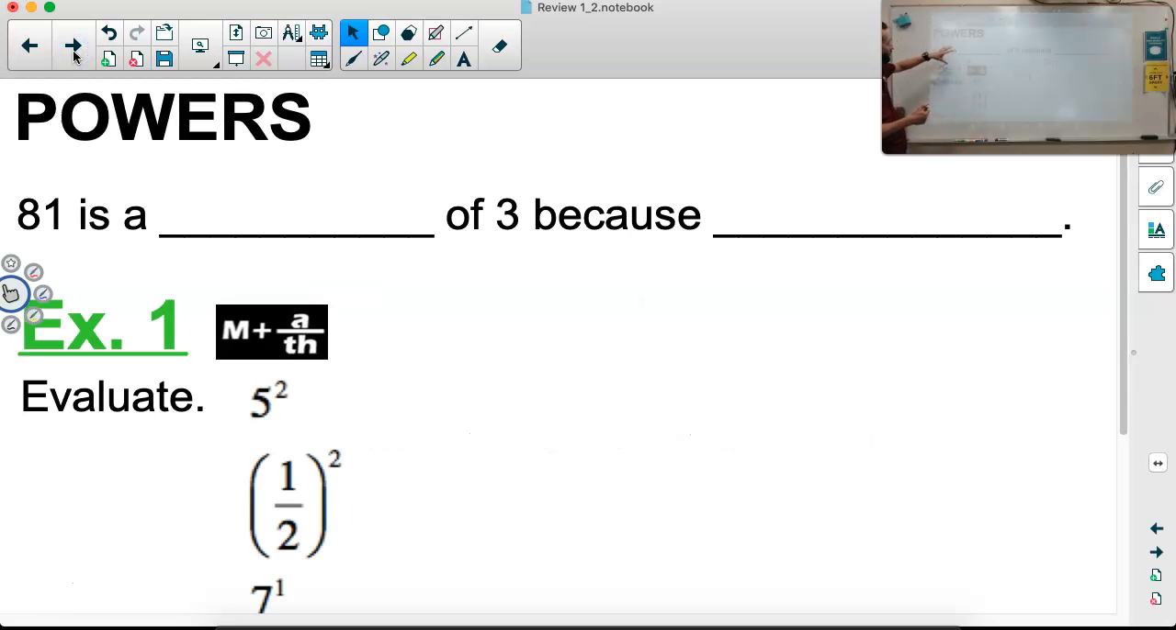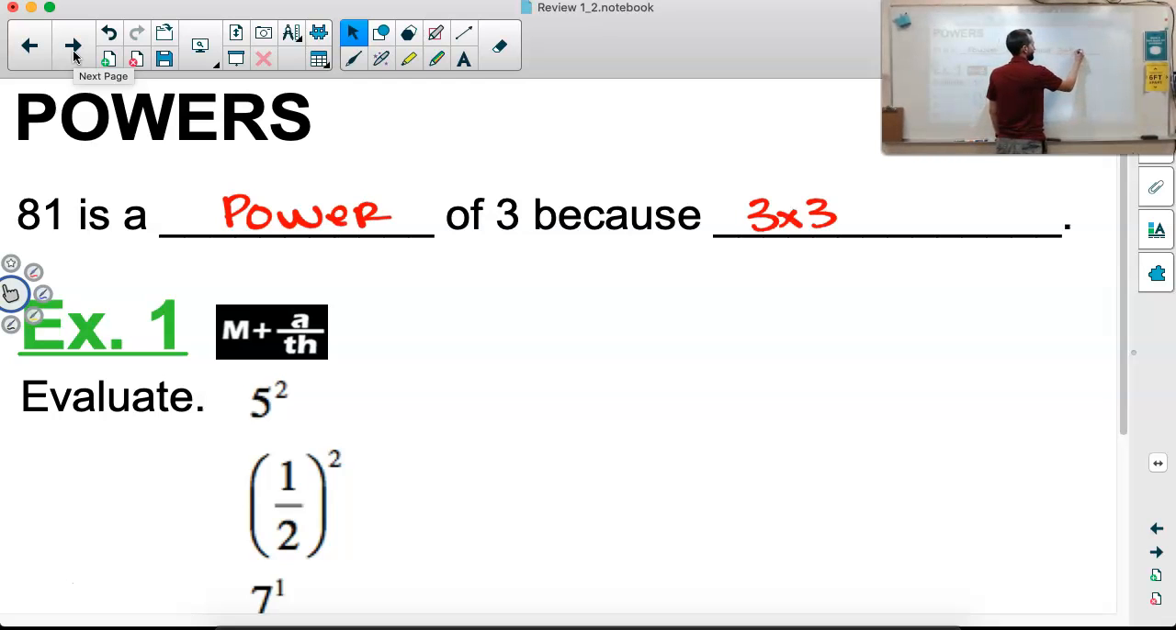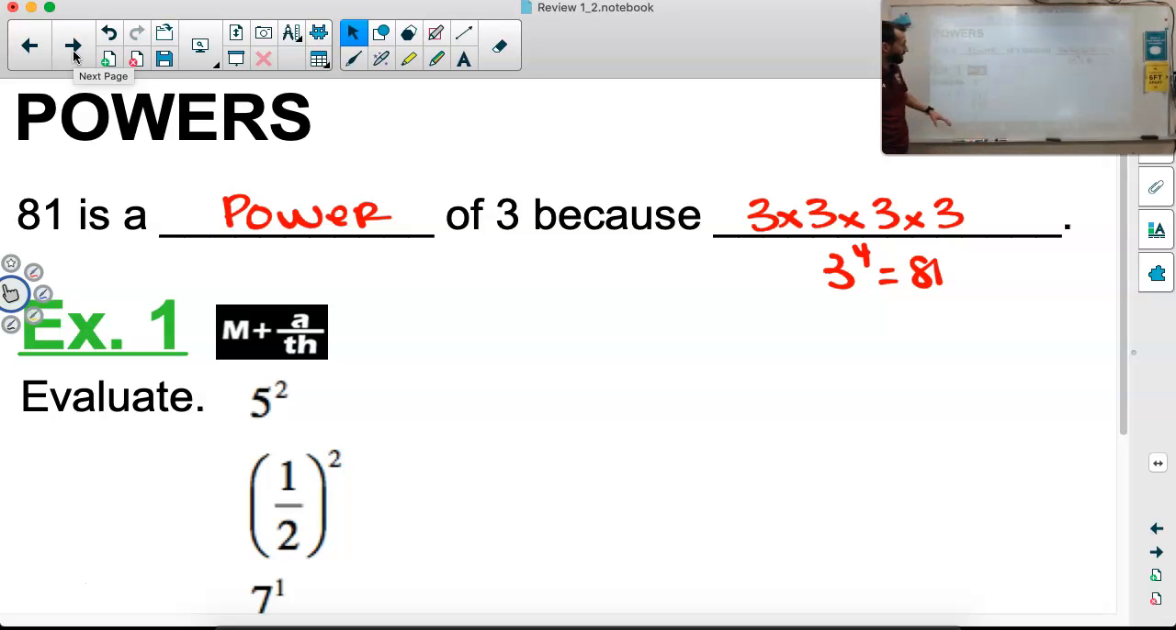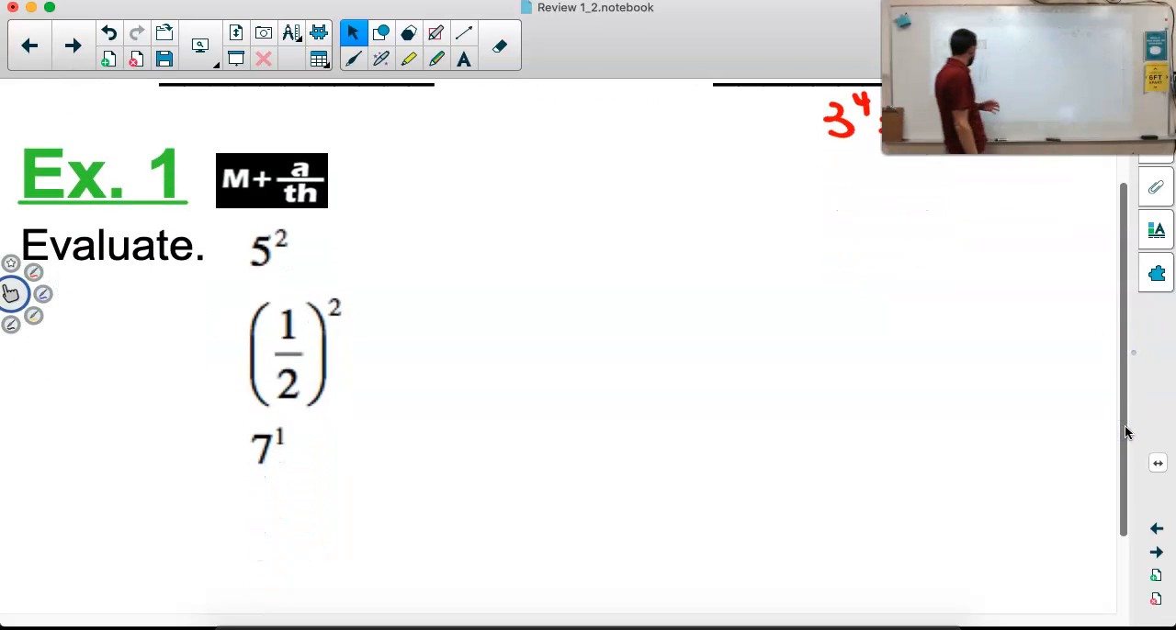We're going to start off with powers, just to remind you of how exponents work. We would say 81 is a power of 3 because 3 times 3 times 3 times 3, or 3 to the 4th power, equals 81. All right, and that's important. We want to make sure we understand that any time you have an exponent or a power, it's just multiplying that number. So one of the things they're going to ask you to evaluate is things like this.